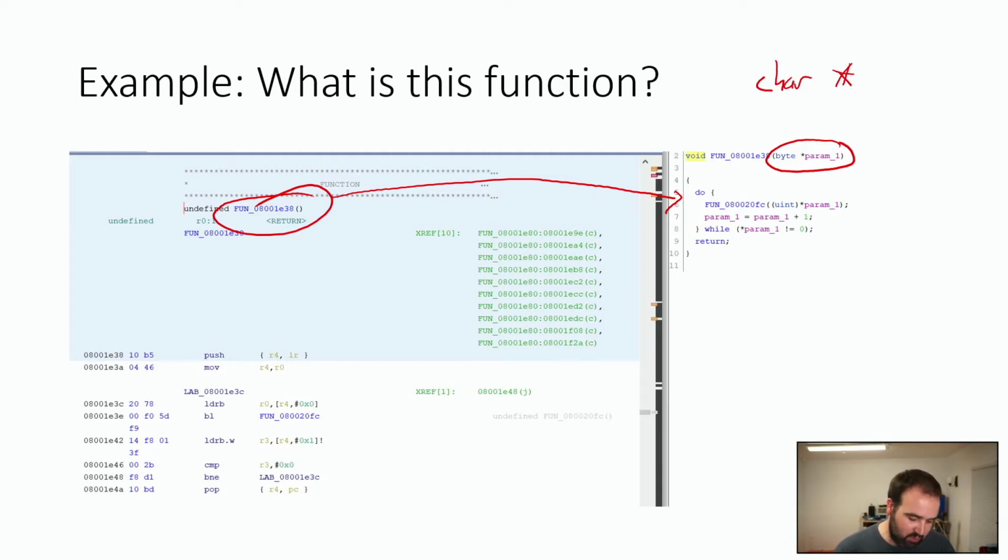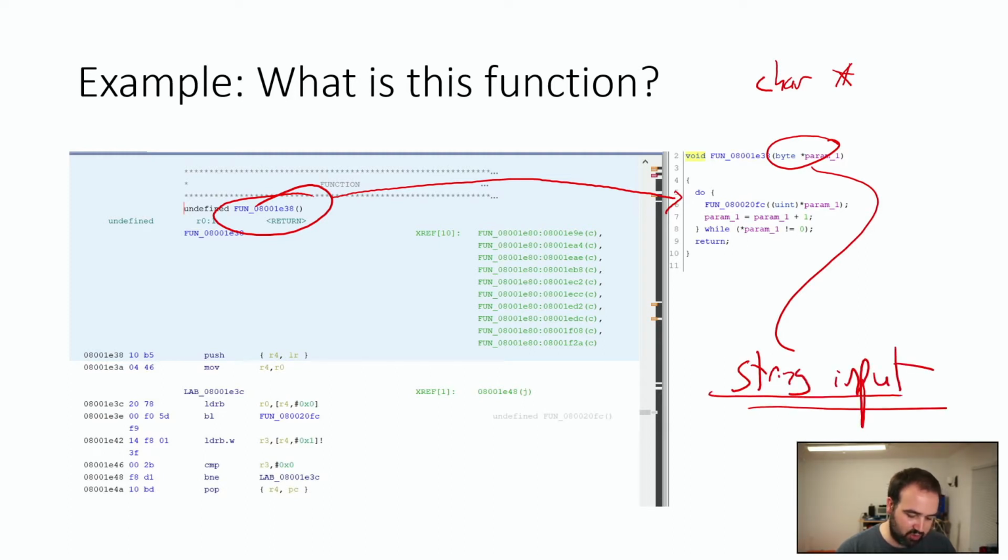And what you can see is, well, the value pointed to, it's not equal to 0. It just increments that pointer, right? So this makes it seem like for sure that this is some sort of string input, because it's looking for a null terminated string. So right away we know this is a function that works with strings. What to do with the string is a good question.